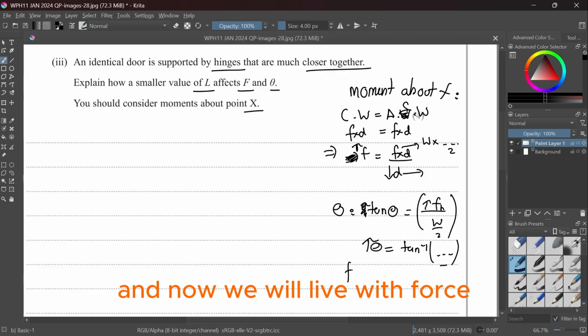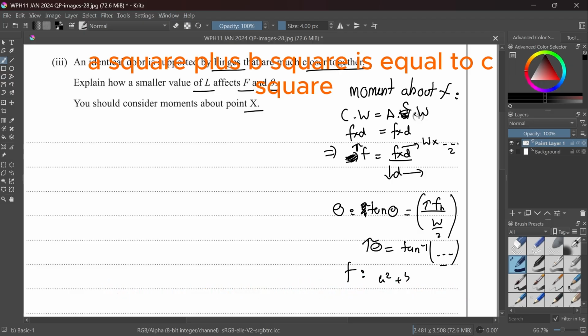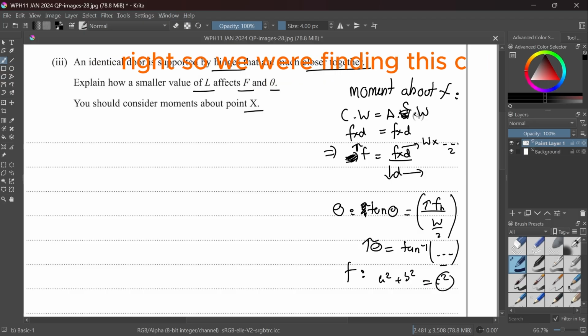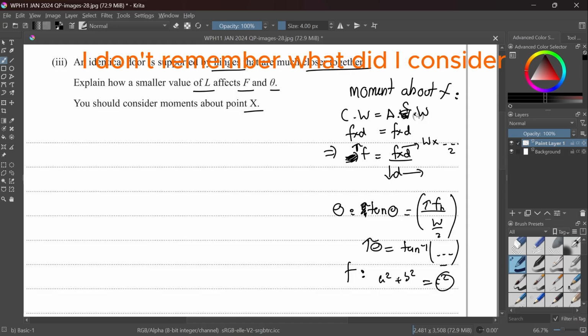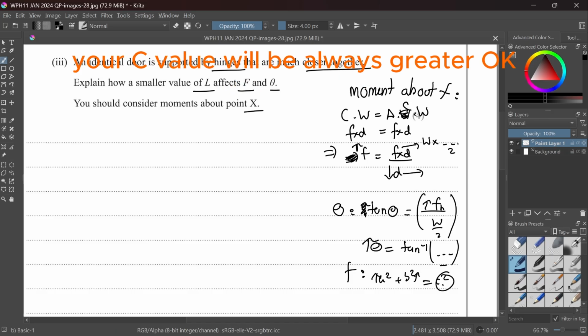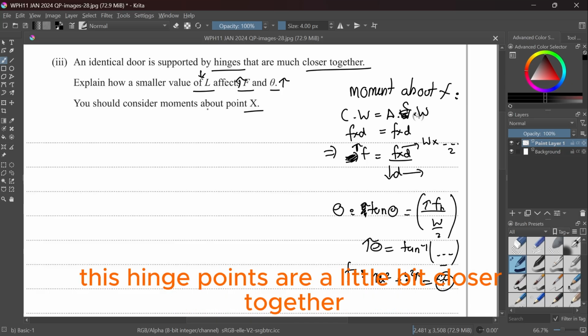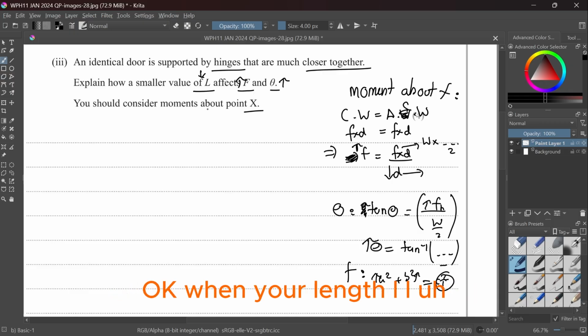And now we were left with the resultant force value, right? So we did a square plus b square is equal to c square, so we were finding this c. And if you consider either this is greater or this is greater, your c value will always be greater. So your theta and F values are increasing when these hinge points are a little bit closer together, when your length L is decreasing, when the L length is smaller.